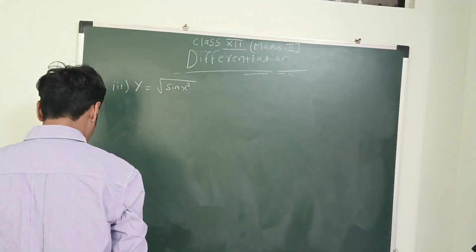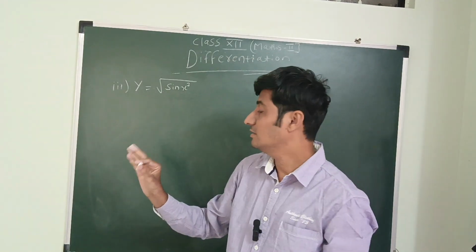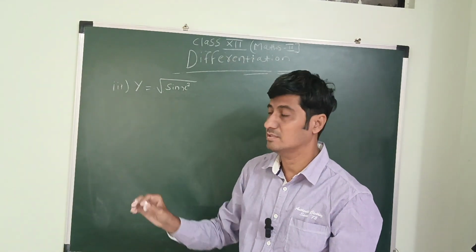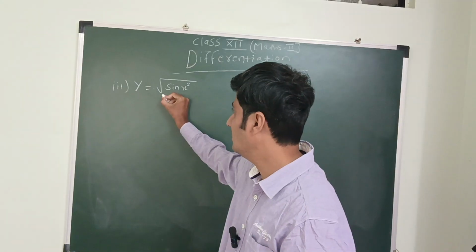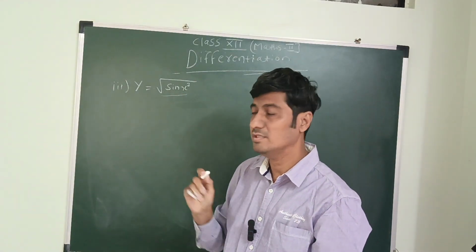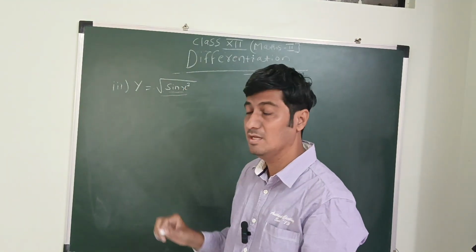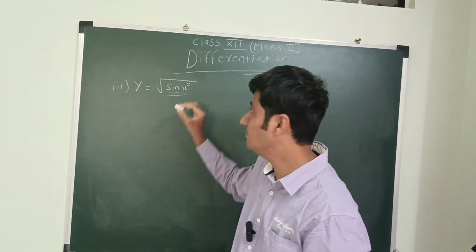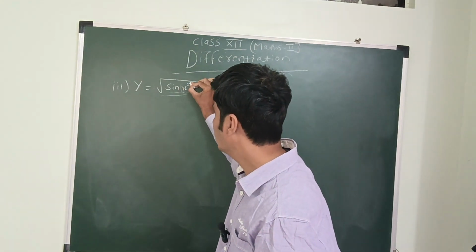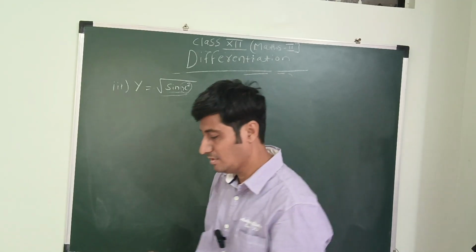In this example also, there will be three differentiations. First differentiation will be the whole square root differentiation. Second differentiation will be the inner differentiation, sine x cube. And the third differentiation will be of only x cube. Now let's start to solve this particular problem.